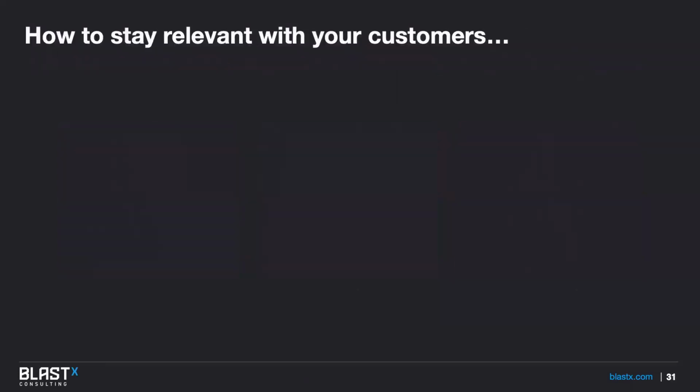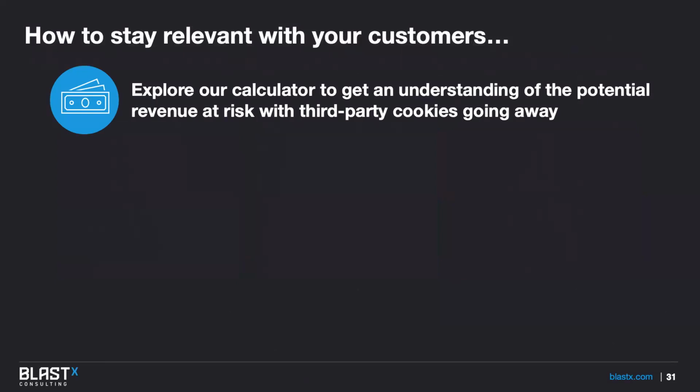So what do we do now? As you leave this webinar and go back to your business as usual, what are some things that you should do right away? I would say you should really start by taking a look at our calculator to start to recognize how much of your revenue is potentially at risk with third-party cookies going away. This can be an eye-opening experience and can really help get some institutional buy-in for the next steps.